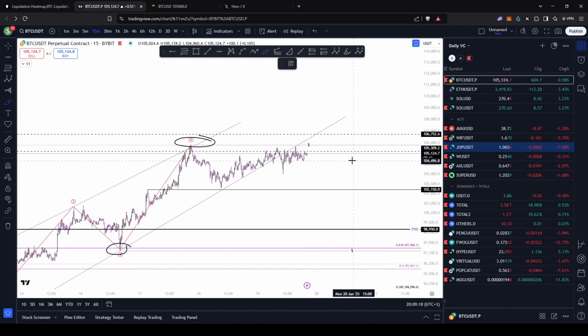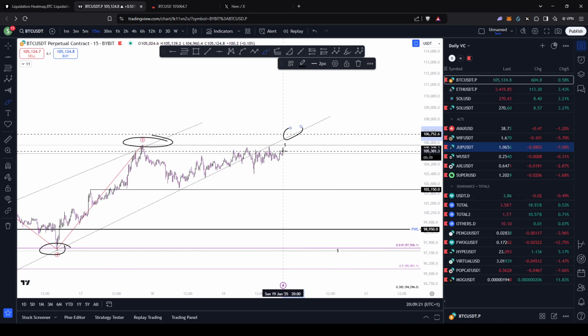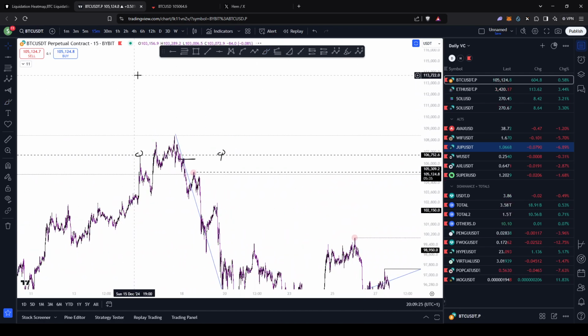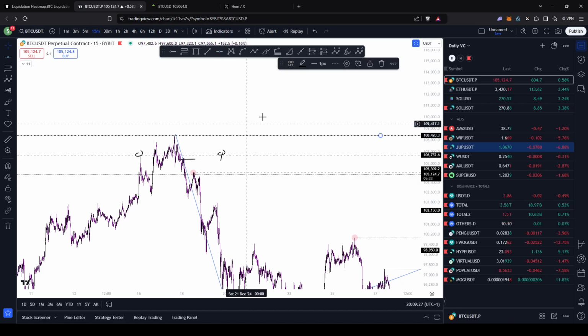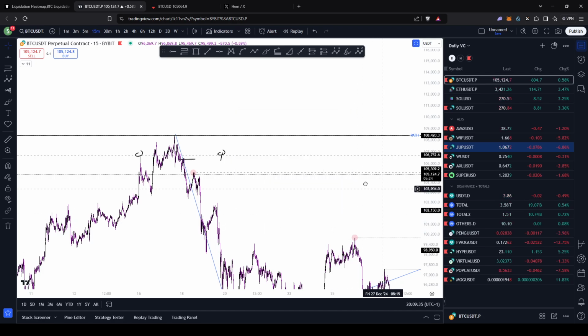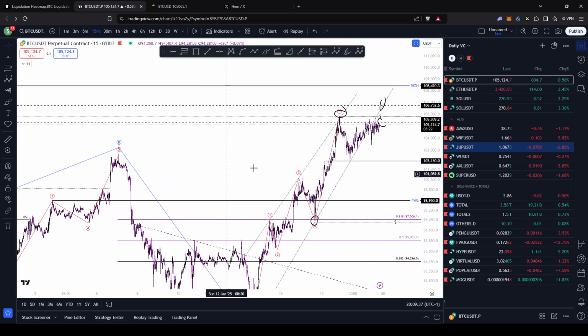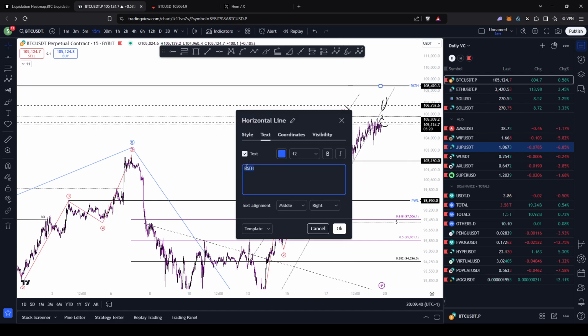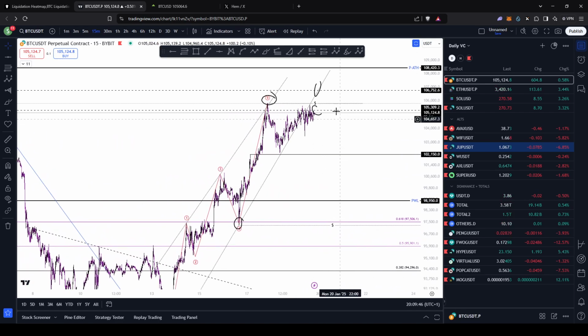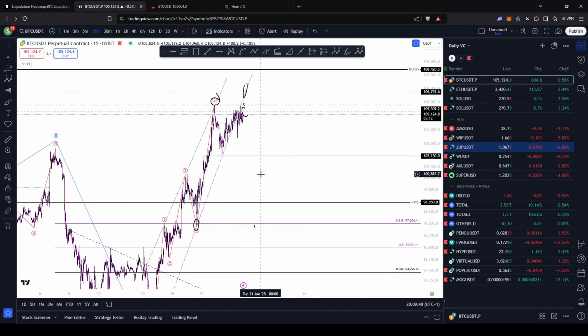But yeah, we just have to look at the level. So 106.7, 105.3. And let's have a look at our previous high as well. I need to mark that out. Previous all-time high. Yeah, so that's definitely something I'm looking for as well.